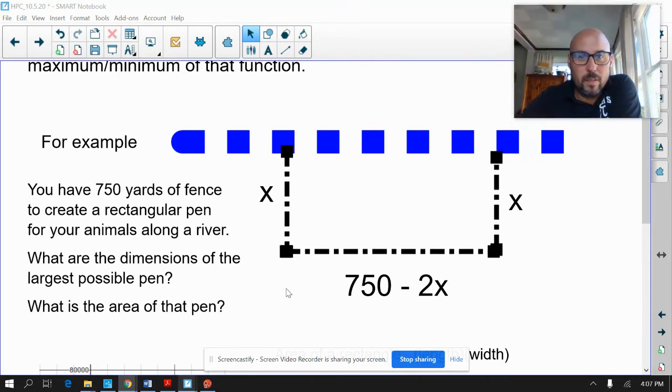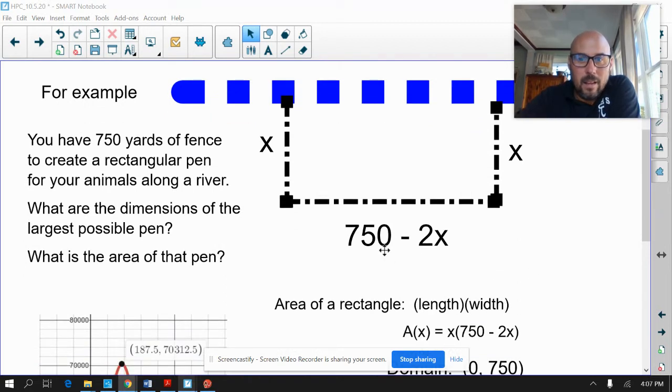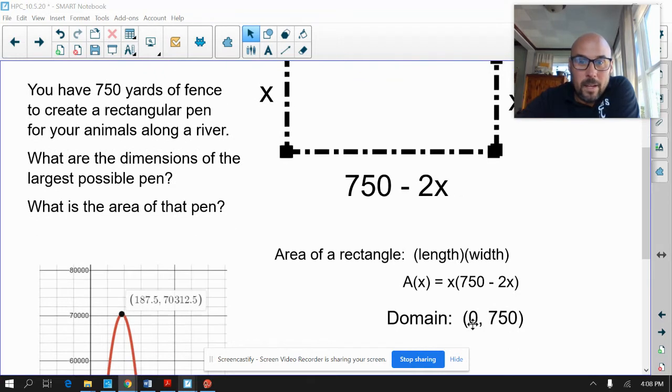Okay, so we want to find the area of this rectangular pen, but we want to find the biggest area. Well, thank goodness it's a rectangle because we know exactly how to find the area of a rectangle. It's length times width. And the length happens to be this 750 minus 2x, and the width is x. It really doesn't matter since multiplication is commutative. So I multiply both dimensions, x times 750 minus 2x. And the domain, realize, is the x value is everything between 0 and 750.